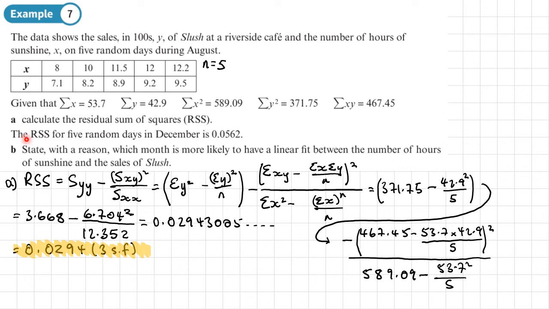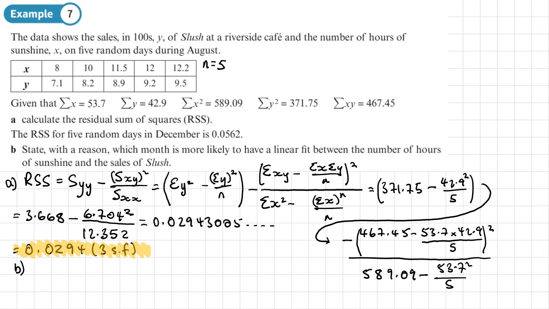Okay, part B. The RSS for 5 random days in December is 0.562. So this is December, this is August. State with a reason which month is more likely to have a linear fit between the number of hours of sunshine and the sales of slush. Well, a smaller RSS means that our data is closer to the residual line, and this is a larger value. So remember we said smaller is better.